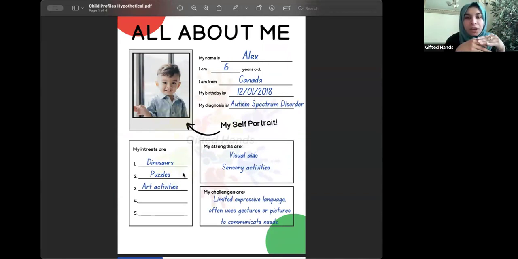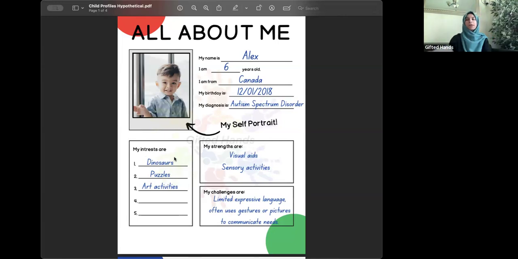So a sample routine for Alex can be made by using his interests. Not only for Alex, but for all of the other children as well, you can use their interests. For example, Alex's interests are dinosaurs, puzzles and art activities. Just like I showed the reinforcement worksheet, you can give Alex a reinforcement worksheet where dinosaurs are the background picture.